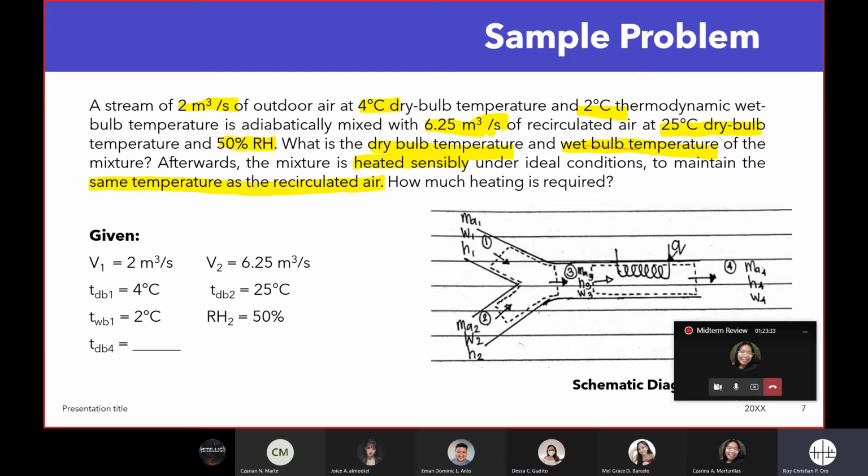So from the problem, we can get the given. So that's the specific volume. This is the dry bulb temperature, wet bulb. So take note, the relative humidity is given for the second one. So now the question is, what does this mean? Same temperature as the recirculated air. So meaning, your dry bulb temperature after heating, so state 4 after heating, must be equal to the temperature of the recirculated air, which is at state 2. So this must be equal to 25 degrees Celsius.